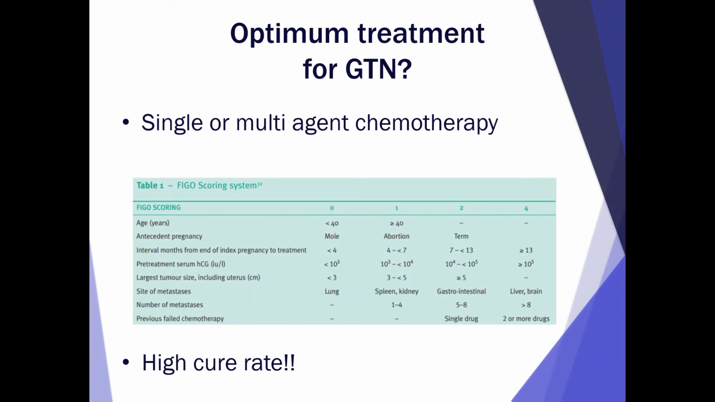It's got a really high cure rate, and treatment is continued in all cases until the HCG level has returned to normal, and then for a further 6 consecutive weeks. For women with a score of 6 or less, the cure rate is almost 100%, and for women with a score of 7 or more, it's still 95%.